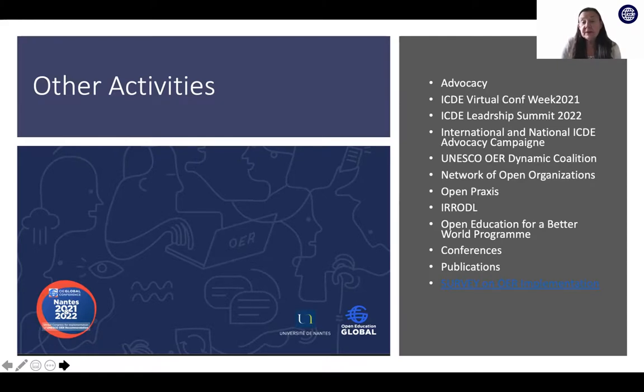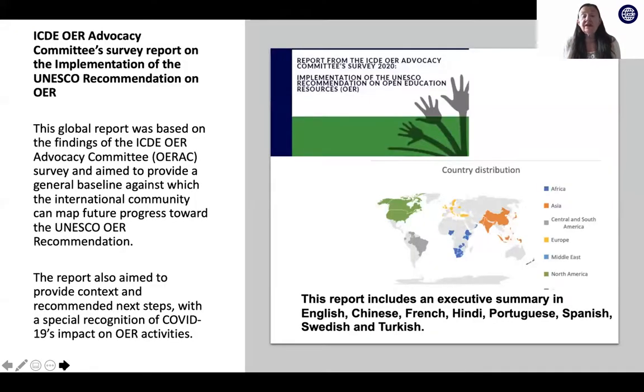For the second mandate period, we did a survey on the OER implementation. It was actually mentioned by Jacques as well in the morning, and this is this one. We decided at that time, when the recommendation had been out for a while, to see how it was implemented around the globe.